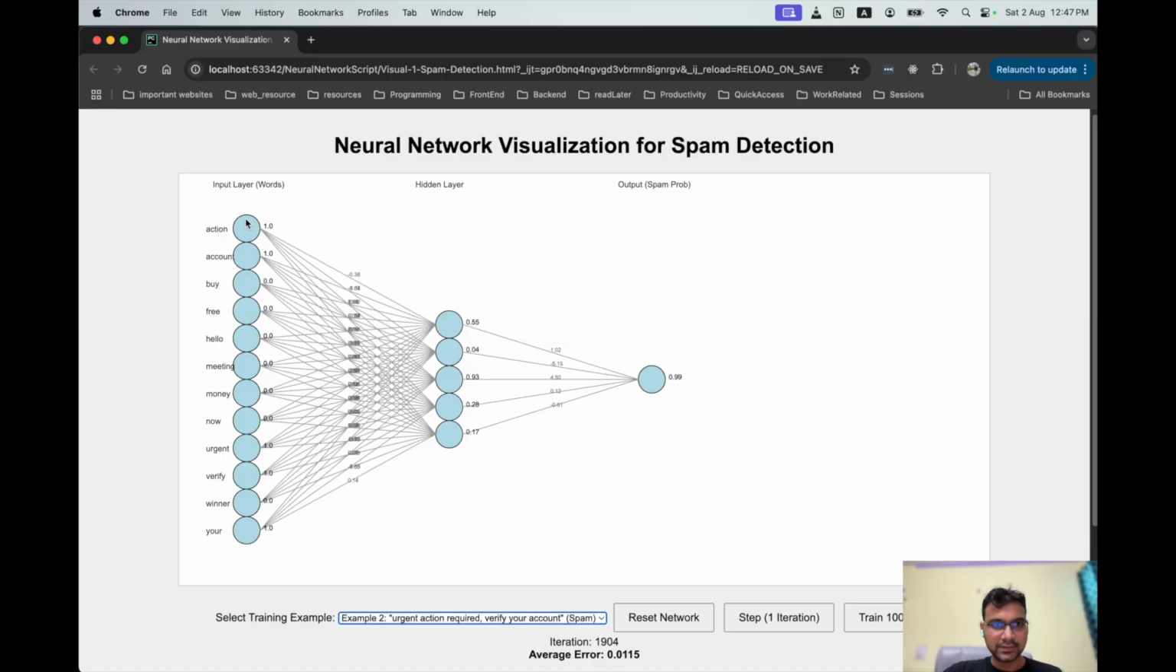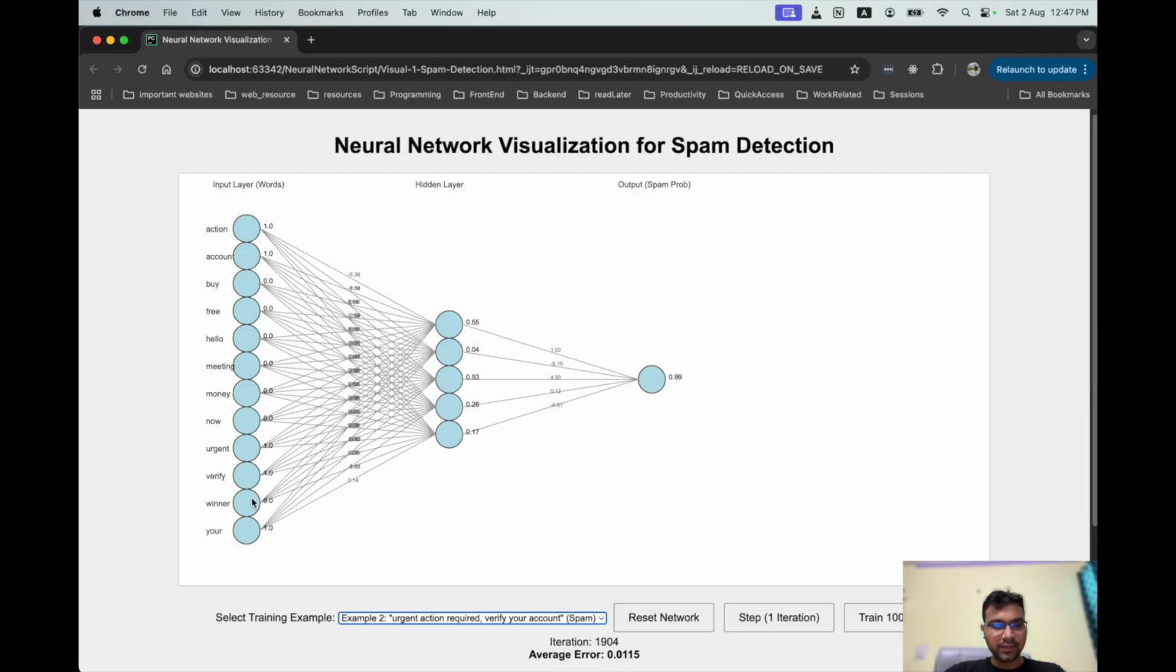So action is there in our vocabulary, so this is highlighted. Then account is there, so this is also highlighted, but other values are zero, meaning not activated. Urgent is there, verify is there, as well as your is there. So these values are highlighted. This is our first layer of the neural network, right?